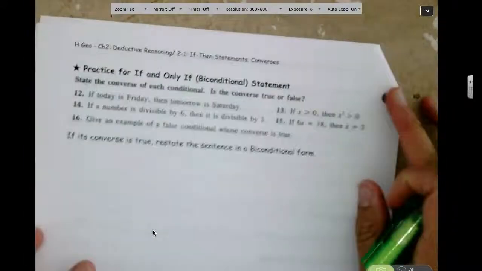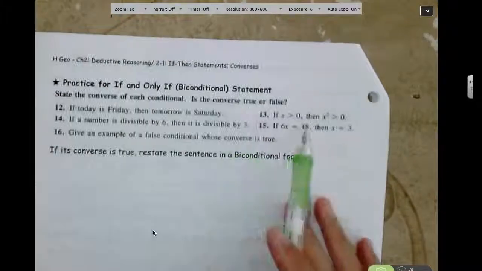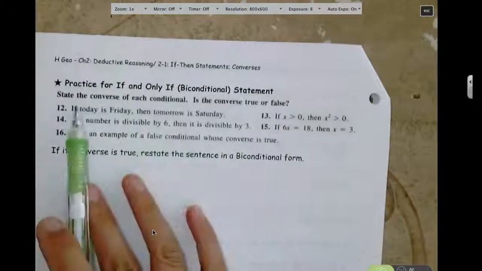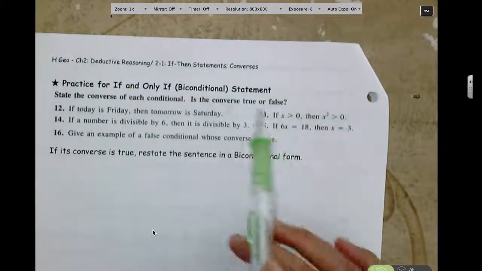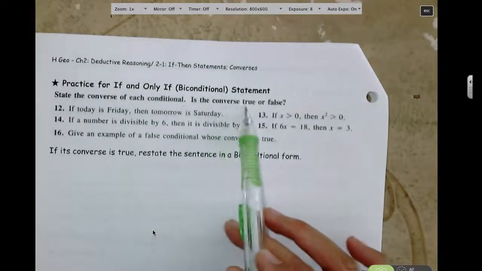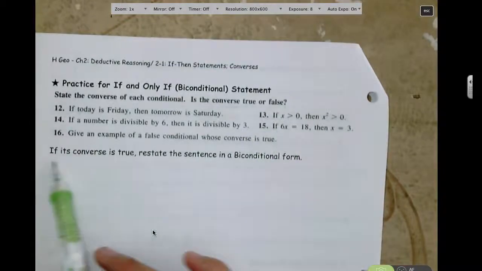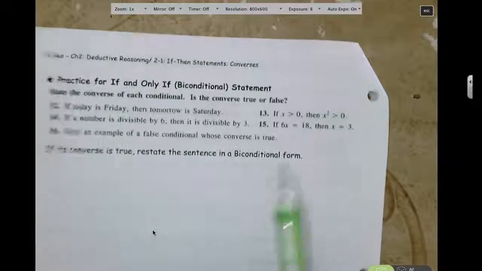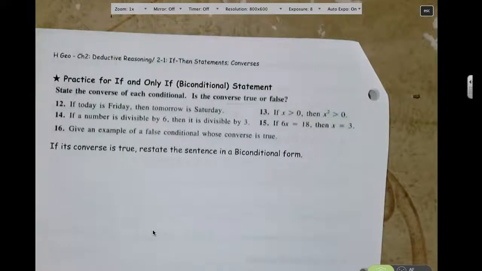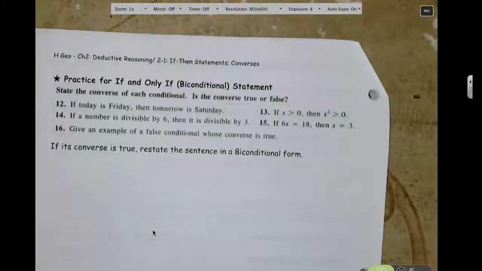Okay, so here is a practice for you to write this into a biconditional statement. State the converse of each conditional. Is its converse true also? So this is to see if the converse is true or false. And if the converse is true, restate the sentence in biconditional form. Okay, so let's do one of these. One has a converse that is not true, and one has a true converse. So let's try this one.